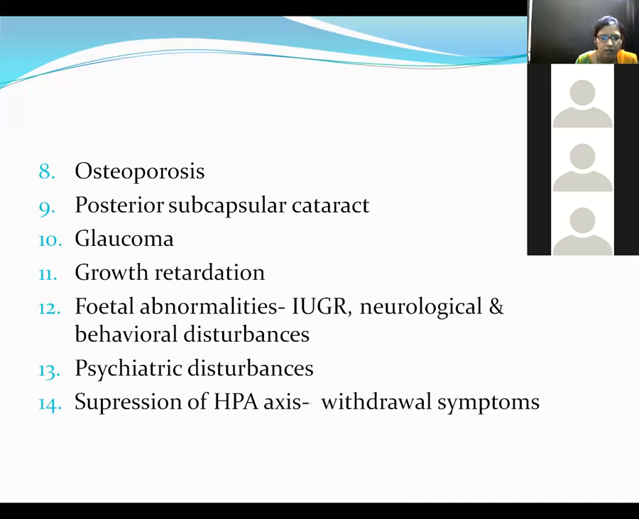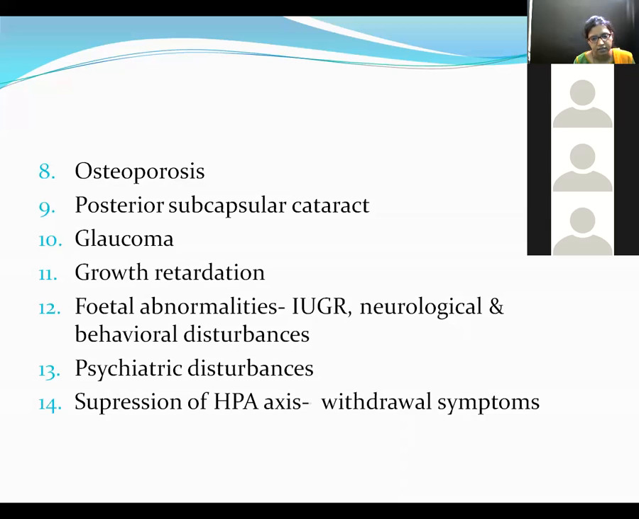Glaucoma, it is also an eye condition. Here there is a rise in intraocular tension of the eye. Glucocorticoid can lead to glaucoma. Growth retardation, glucocorticoid causes early fusion of the epiphysis. That's why if it is given in pediatric patients, then it leads to growth retardation of the child. Then fetal abnormalities, if it is given to a pregnant lady, IUGR occurs. Neurological and behavioral disturbances in the fetus can occur.